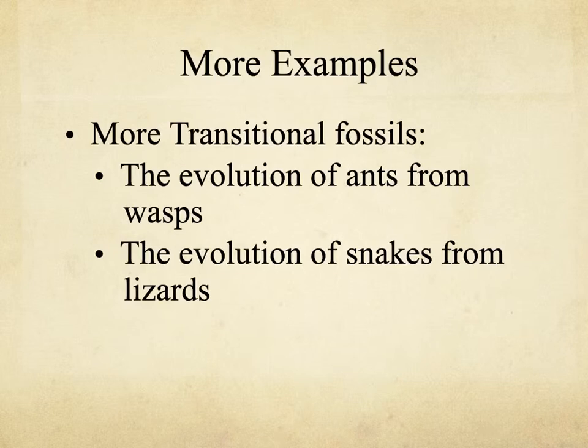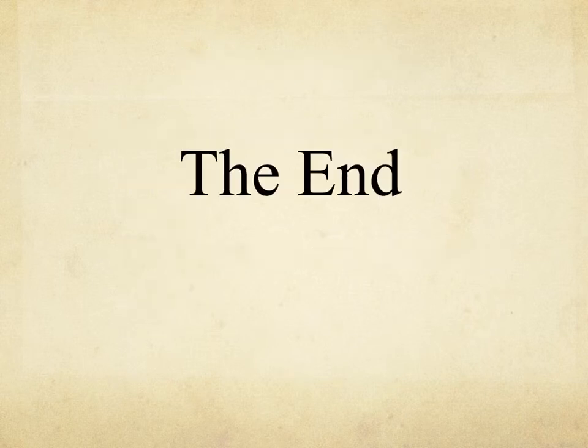There are other examples of transitional fossils, such as the evolution of ants from wasps and the evolution of snakes from lizards. The end.